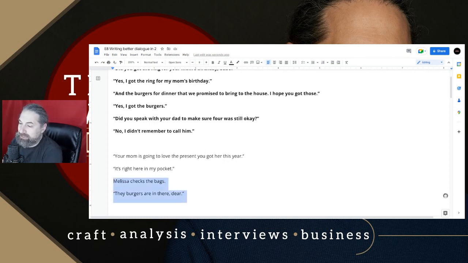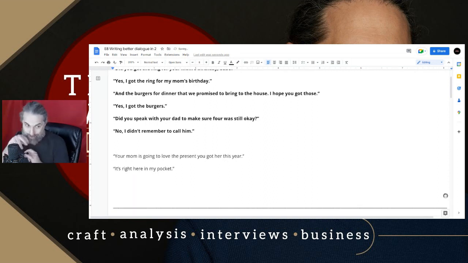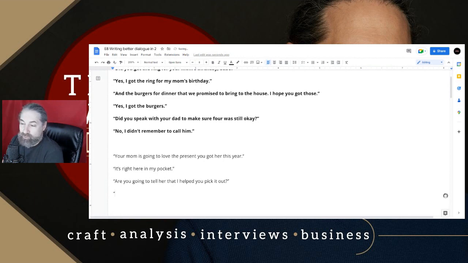So how do we... I kind of like that little moment, she's like checking the burger. Because you don't always have to be straightforward. And, your mom is going to love the present you got her this year. It's right here in my pocket. Are you going to tell her that I helped you pick it out? Right, so now we're getting a little playful here, okay? Is it playful? Is it just annoying?